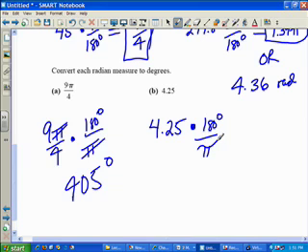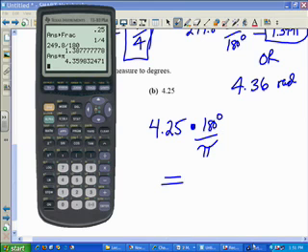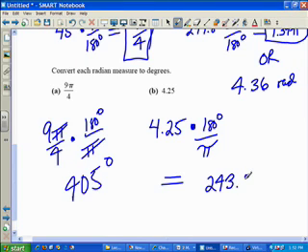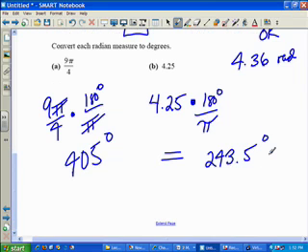You'll have to simply say, calculator, take 4.25, multiply that by 180, and then turn around and divide by pi. And then we can round this off to however many degrees, tenths, hundredths, whatever we're told to round off to. 243.51. 0.5 degrees. Or you may actually see problems where you'd have to write it as 243 degrees 30 minutes, right? 0.5 would be 30 minutes.